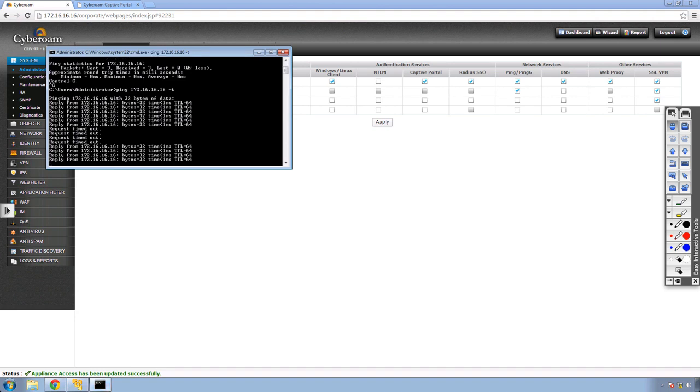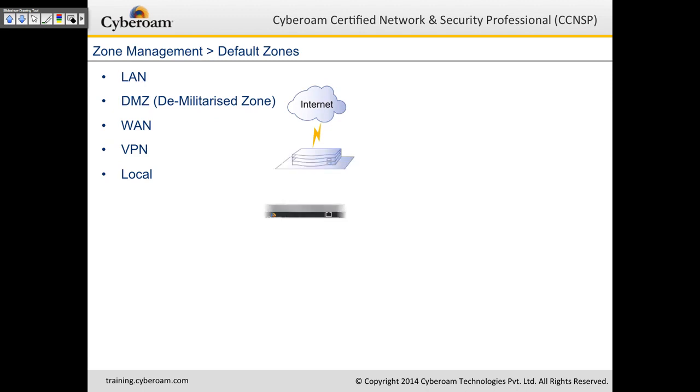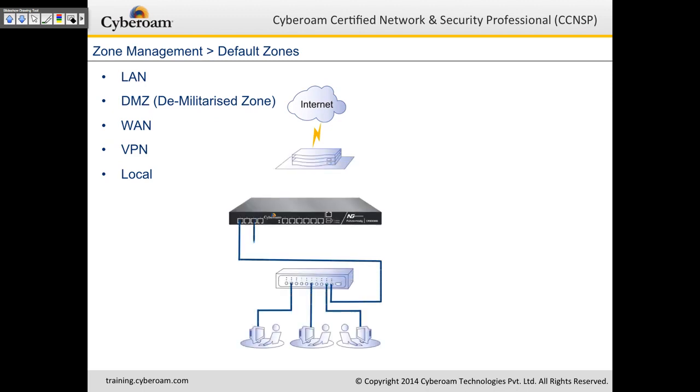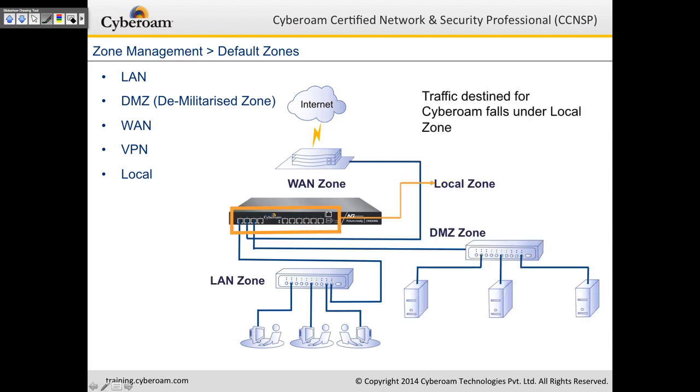Alright, so that brings us to the end of this lab. Let's proceed with the presentation. Alright, so let's have a look at zone management. So Cyberoam default zones are LAN, DMZ, which is the demilitarized zone, WAN, VPN, and local. These are the default zones provided by Cyberoam.